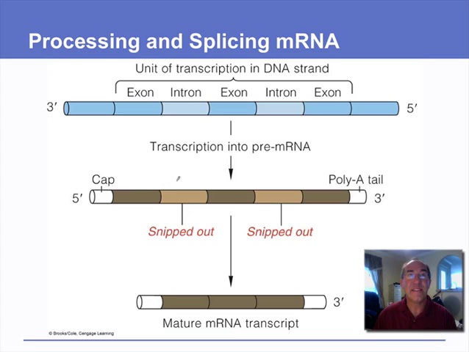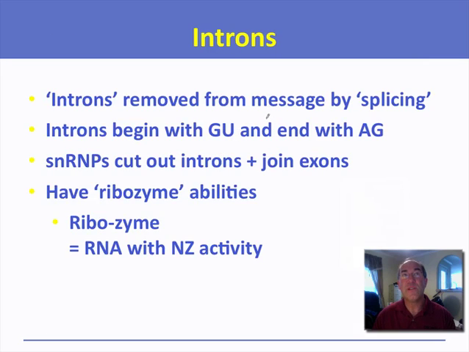Here is a messenger RNA molecule, and you can see it's already been capped and it's been tailed, and we're going to get rid of the introns, and we're going to keep these darker colored exons here. And here is the mature messenger RNA transcript, and you can see all the exons are joined together and the introns have been spliced out. So we call this removing of introns splicing right here.